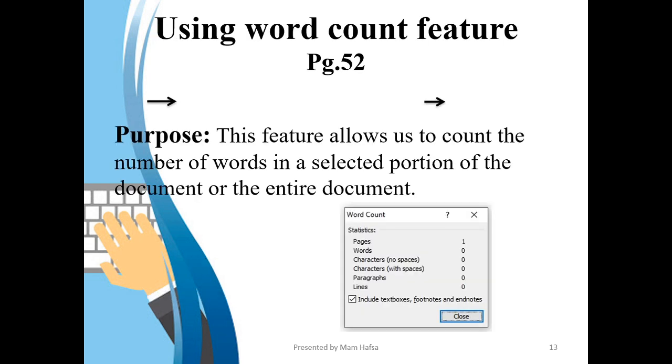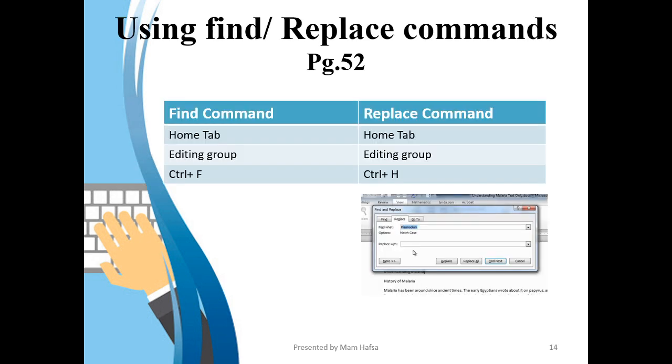Now we move to our next topic, that is using word count feature. First, I will tell you the purpose of this feature. It allows us to count the number of words either of the entire document or from a selected portion in the document. This feature gives us detailed information about the document, that it has how many pages, words, paragraphs and lines, etc. To access this feature, we will move our cursor to Review tab and in that tab we have Proofing group.